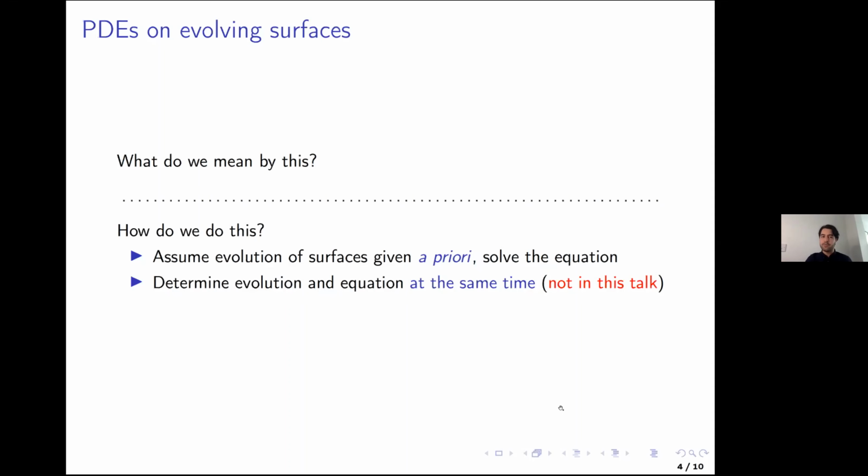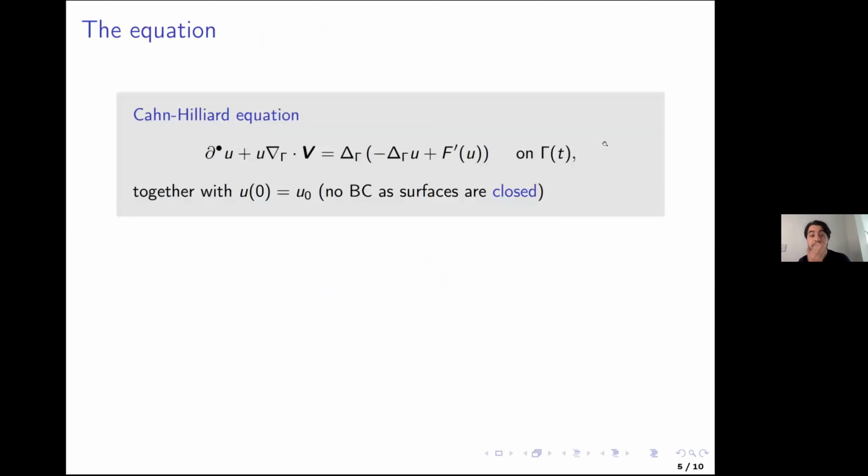So by now, I hope you understand what I mean by the Cahn-Hilliard equation and what I mean by the evolving surface. So let's go to the mathematics. This is the equation I want to consider in here. So right now we have gamma t in here. And this is the same equation I showed you before. There's a time derivative in here, fourth order in space, and these are the nonlinearities I showed you.